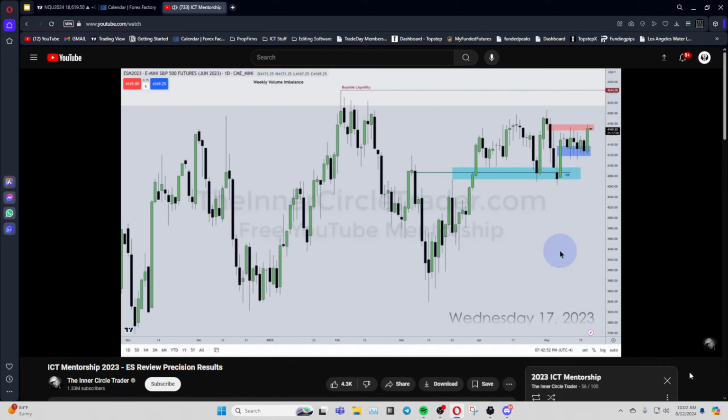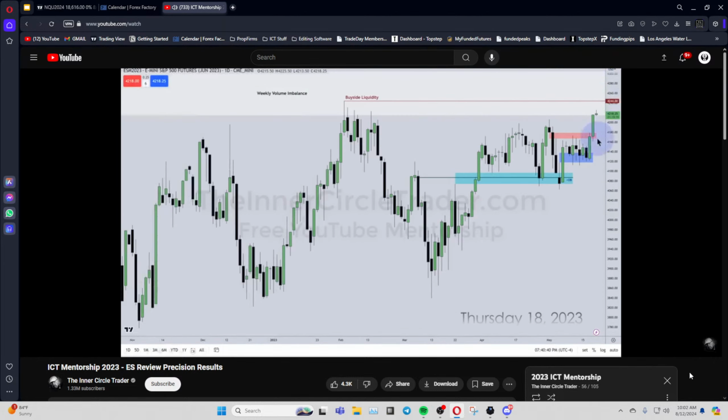And here is the daily chart I showed yesterday evening. So here's yesterday's chart. All I did was use the same slide that I created yesterday evening, and now here's what we're going to see today. There's the delivery to the buy side I told you we would see, and we drew into that weekly volume imbalance. Not hard, is it?